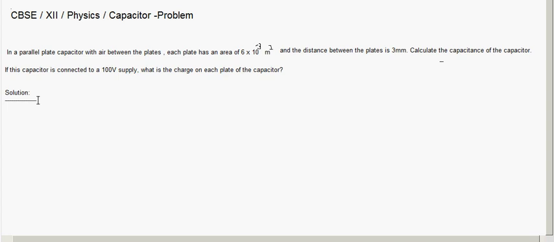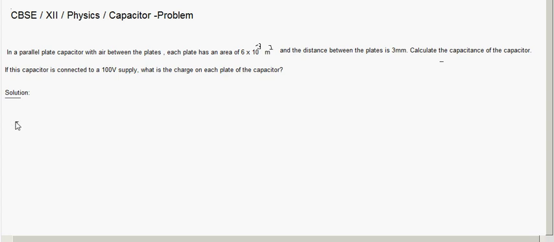Read once. In a parallel plate capacitor with air between the plates, each plate has an area of 6 into 10 to the power minus 3 meters square, and the distance between the plates is 3 mm. Calculate the capacitance of the capacitor. If this capacitor is connected to a 100 volt supply, what is the charge on each plate of the capacitor?